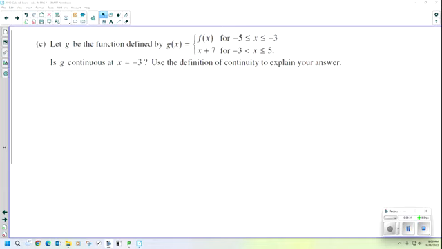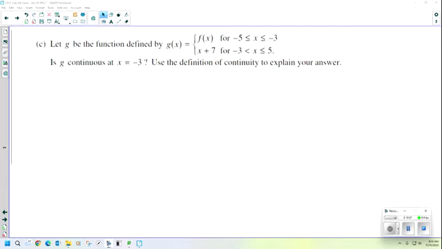4c reads, let g be the function defined by g of x equals, and this is a piecewise function, g of x equals f of x for any x value in the interval from -5 to -3 inclusive. And then g of x will equal x plus 7 whenever x is greater than -3 and less than or equal to 5. Is g continuous at x equals -3? Use the definition of continuity to explain your answer.